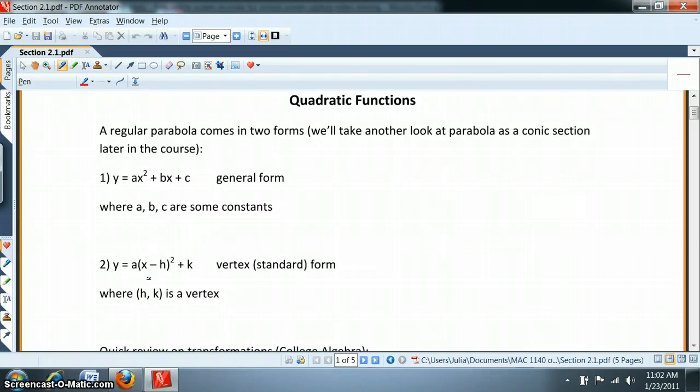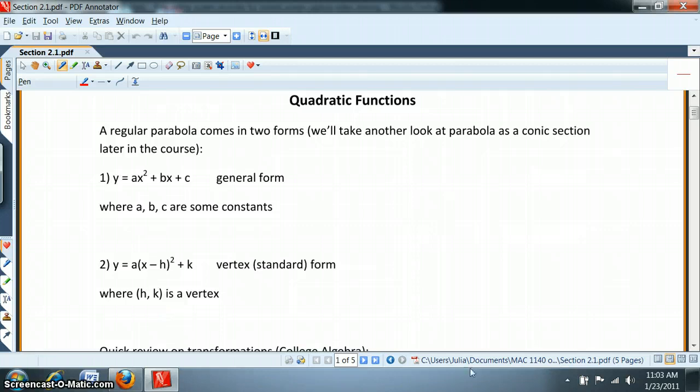The other one, which is sometimes called the vertex or the standard form in the textbooks, is y equals a times (x minus h) squared plus k, where (h, k) is the vertex of the parabola. There are some benefits to having this form of the parabola rather than the general form, which can allow us to quickly draw a graph of this function.